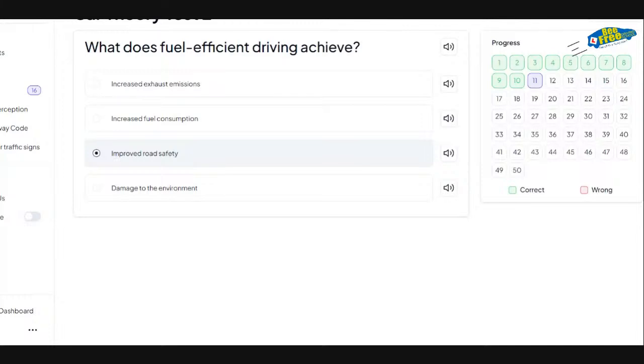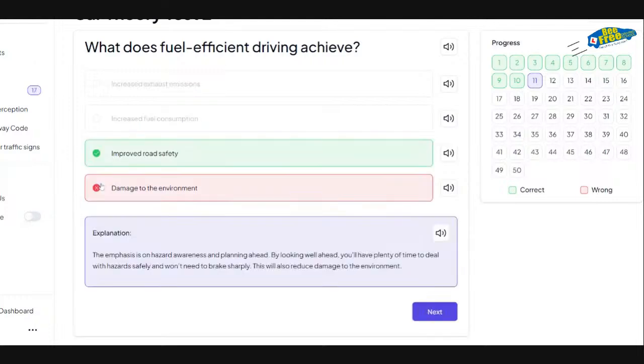Does it improve the damage to the environment? Yes, it improves the damage to the environment because there's less damage to the environment. So I'm going to go with that one. I don't like how, oh, I got it wrong. I got it wrong. That's fine.